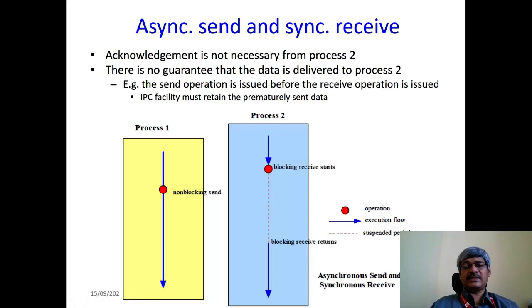So in such cases, the IPC facility, the inter-process communication facility, whatever you are providing, must retain this prematurely sent data somehow. In terms of the implementation, it may have to take care of that. That's about asynchronous send and synchronous receive.